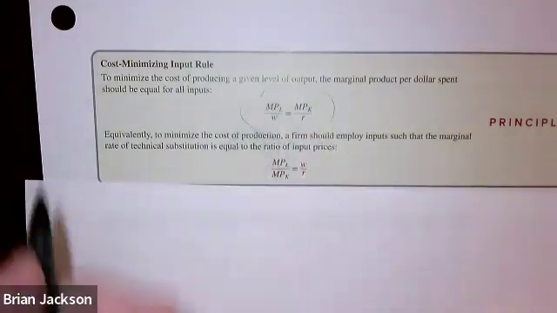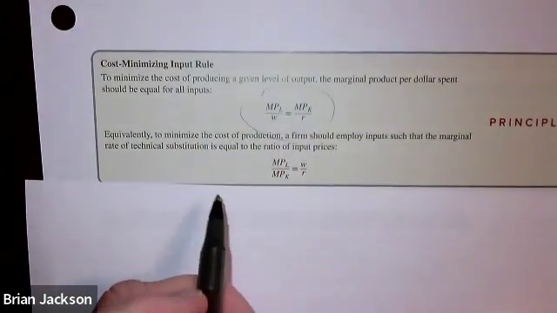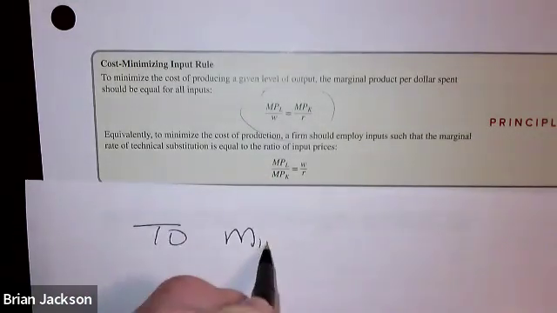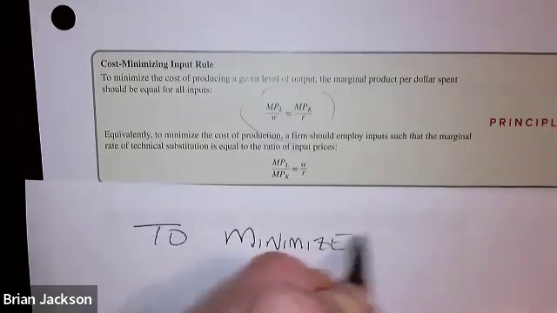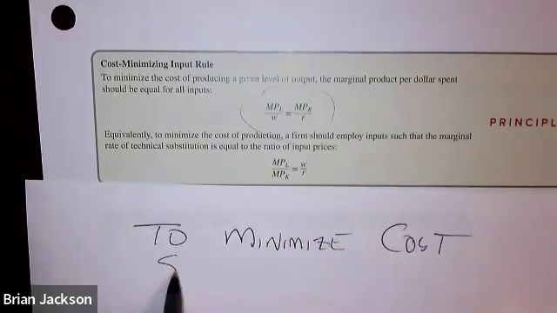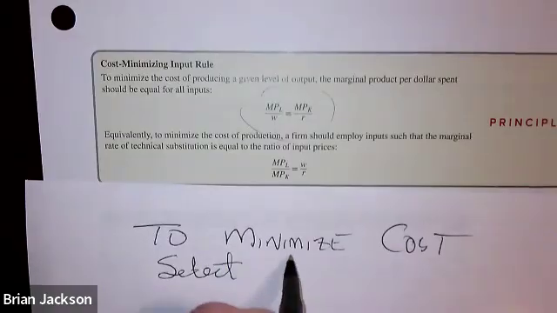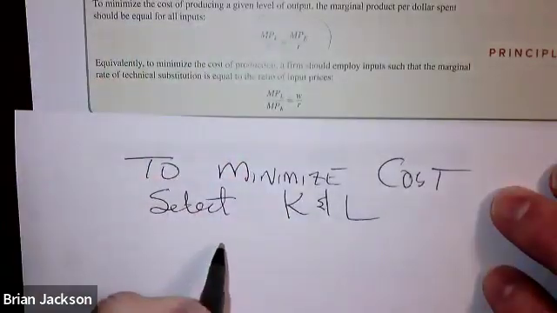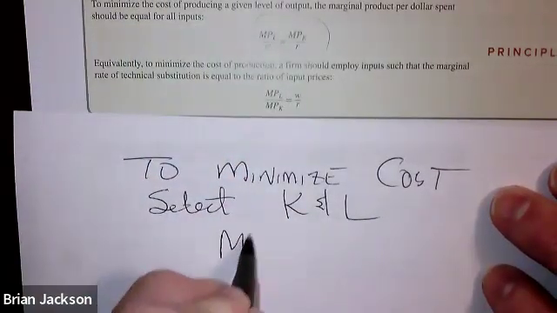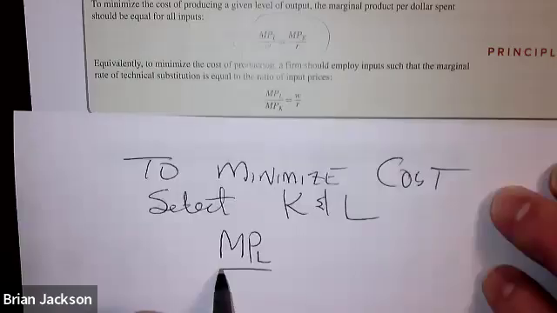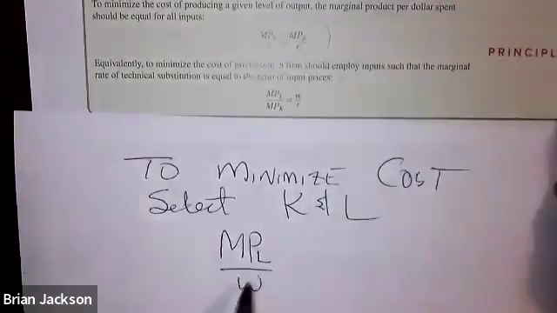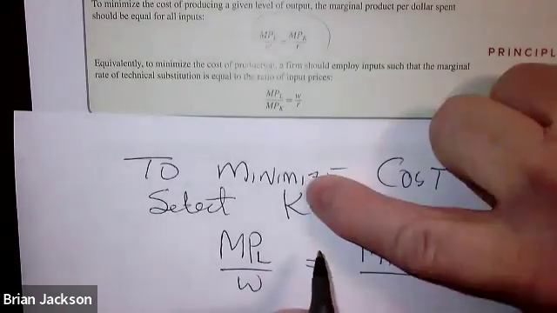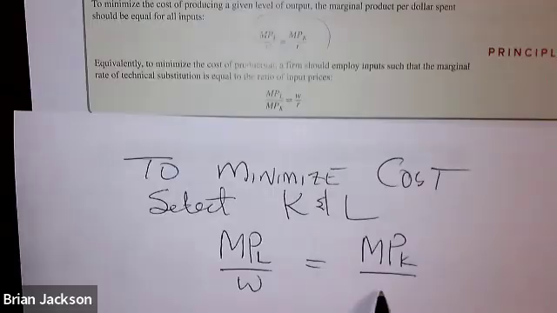And so that's what this rule tells you. You want to select units of labor and capital to minimize the cost of production. I'm just going to write it out here. Select K and L that would satisfy this: the marginal product of labor over the price of labor, which is the wage rate, equals the marginal product of capital over the rate at which you hire capital.